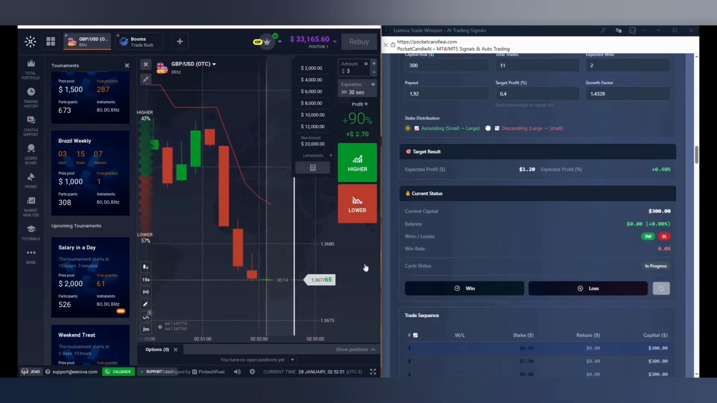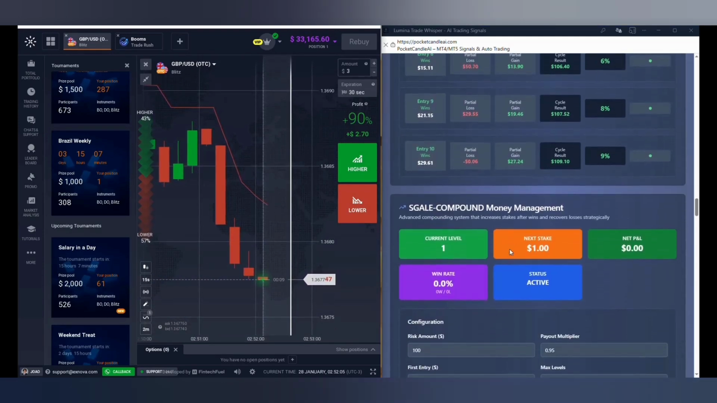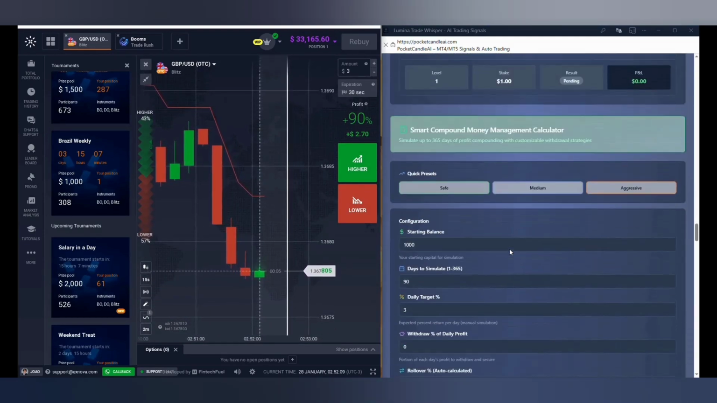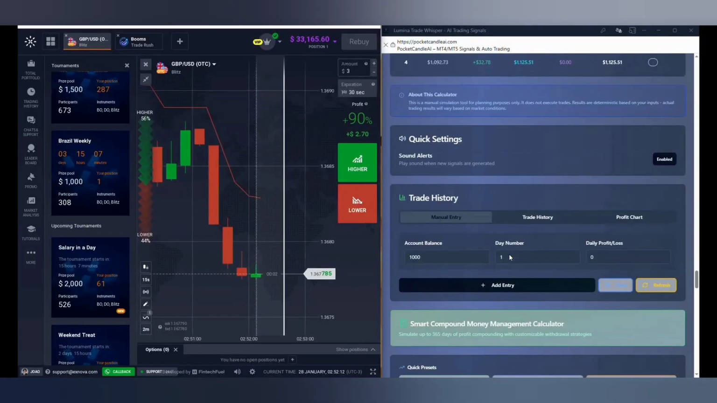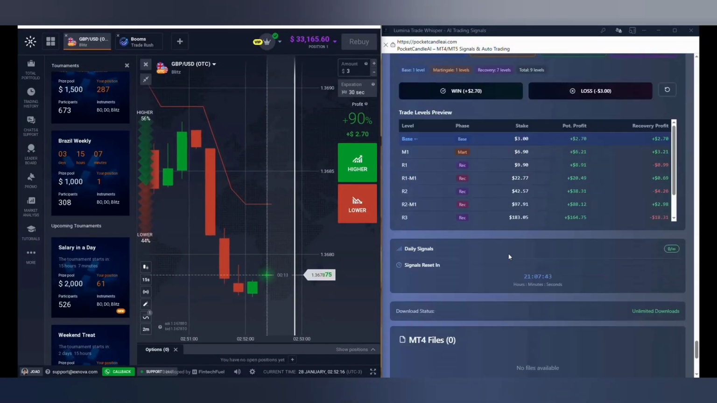Good morning, friend. It's Wednesday, a fresh start. Remember, every trade is a learning opportunity. Focus on your process, manage your risk, and trust your analysis. You've got this.